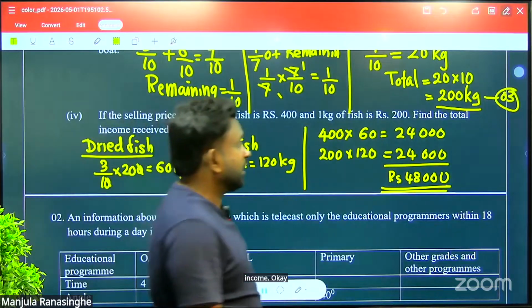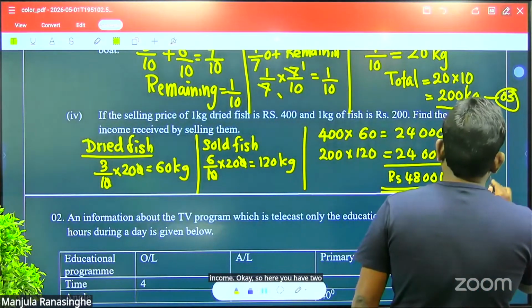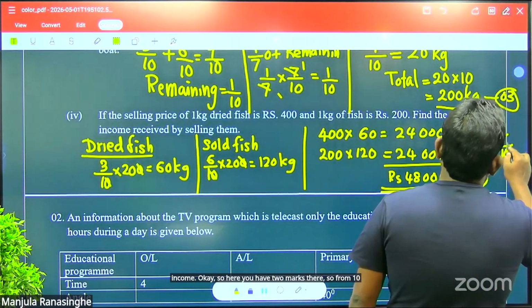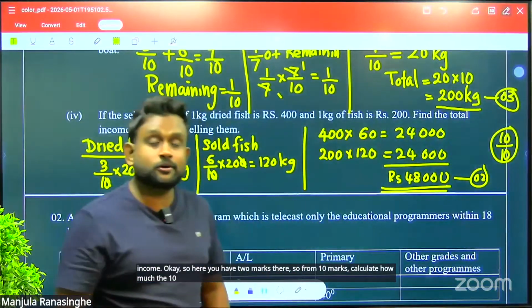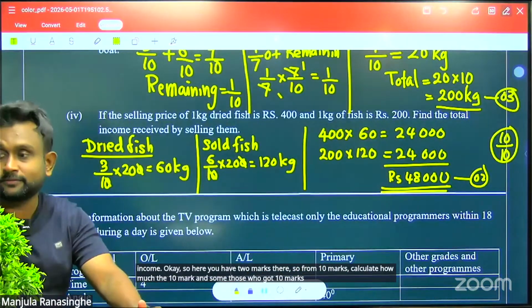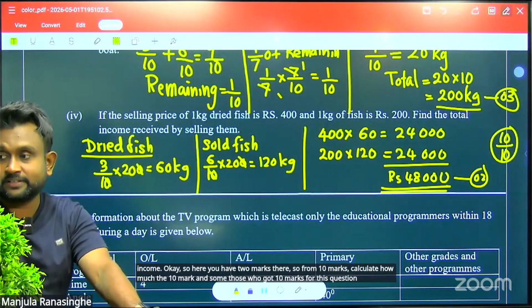Okay, so here you have 2 marks there. So from 10 marks, calculate how much you got. Hands up those who got 10 marks for this question. Is that okay?